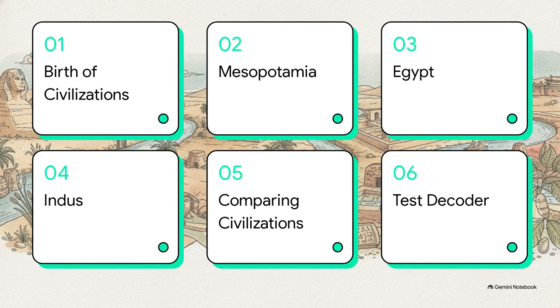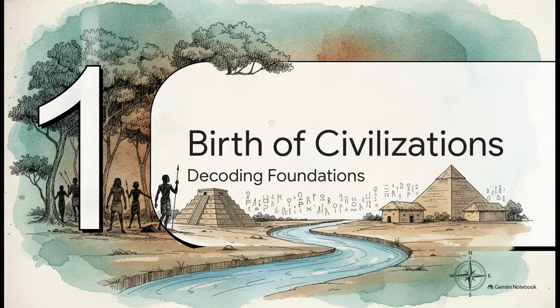Okay, let's dive right into this. Here's our roadmap for today. We're going to cover the birth of civilizations, Mesopotamia, Egypt, the Indus Valley, compare them all side by side, and finally, tackle that Araling Panlipunan test decoder. Section 1. The Birth of Civilizations, Decoding the Foundations.